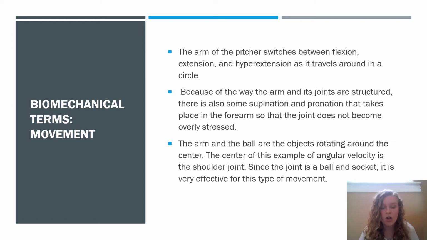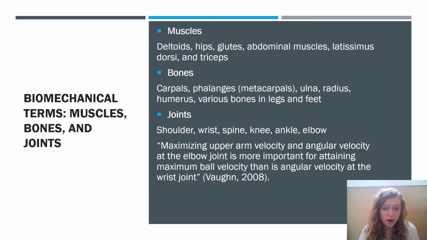The arm and the ball are the objects rotating around the center, and the center in this example is going to be the shoulder joint. And you're going to have the baseball and the hand rotating around the shoulder. And since the joint is a ball and socket joint, it is really effective for this type of movement that you're wanting to get. So here are the names of some of the muscles, bones, and joints that are going to be used in this specific type of movement.